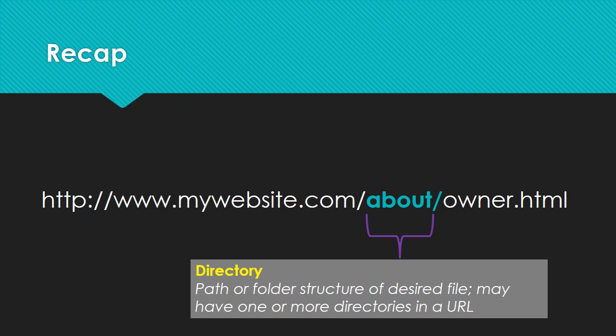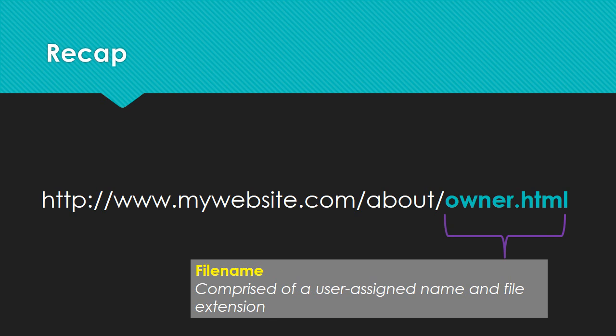Following the domain name, you may see one or more directories. These directories provide the path to your desired file. Finally, you will see the file name. The file name is comprised of a user-assigned name and file extension. The file extension tells the computer which application to use to render the file. In this example, the default browser will be used to open the HTML file.